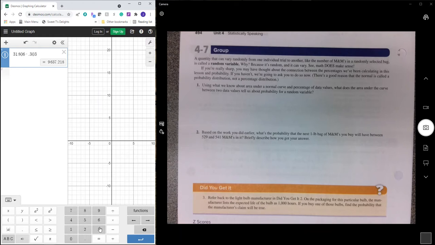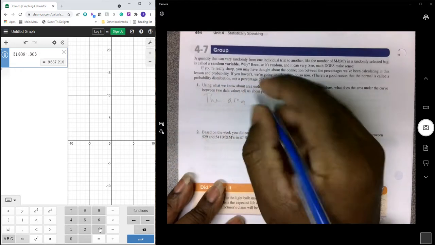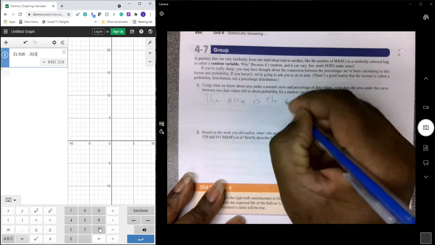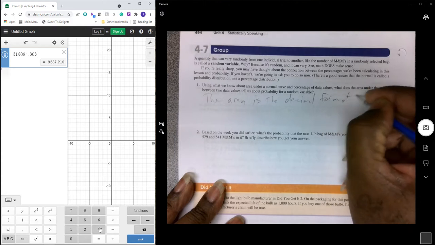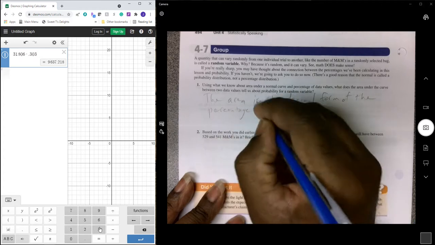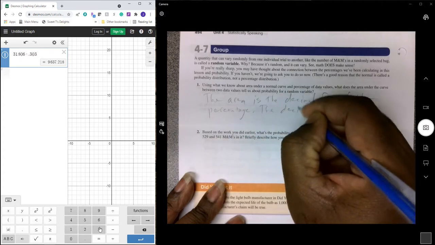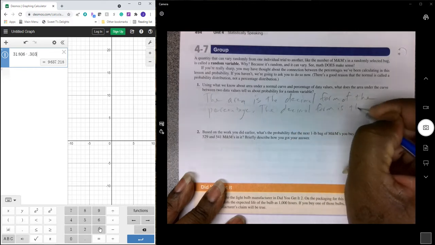Okay, using what we know about area under a normal curve and percentage of data values, what does the area under the curve between two data values tell us about probability for a random variable? So we could say that the area is the decimal form of the percentage. The decimal form is the probability.